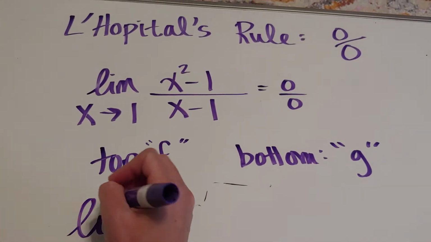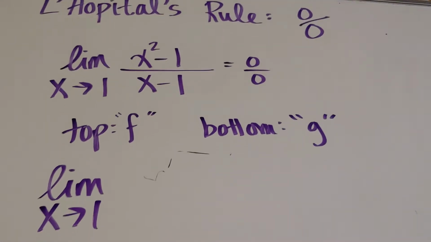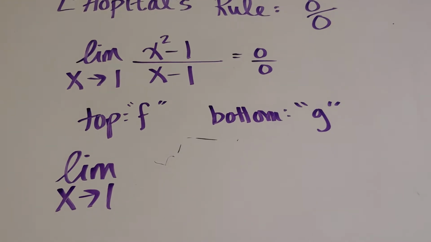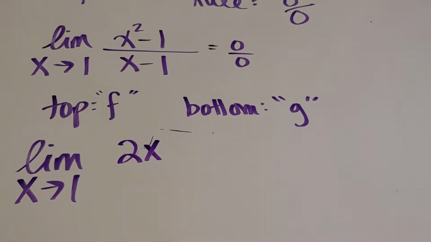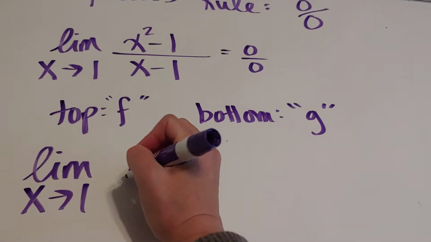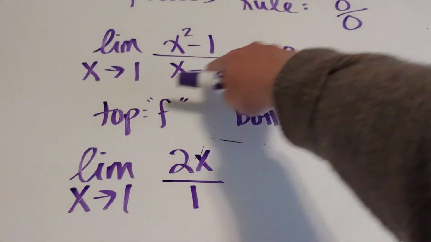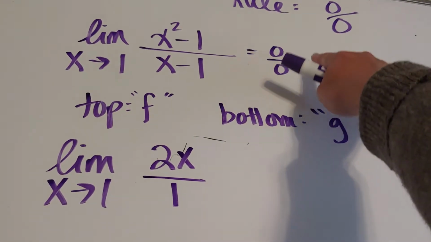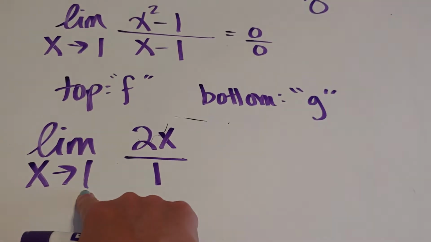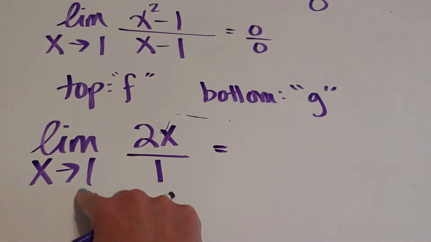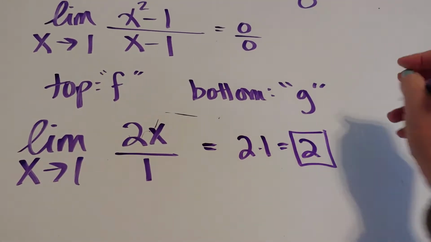What L'Hopital says is, take the derivative of just the top. The derivative of just the top is 2x. Take the derivative of just the bottom. The derivative of the bottom is just 1. So what L'Hopital figured out is that wherever the original function was going to, assuming it had a limit, if you take the derivative of each piece separately and then plug in the limit, so now we plug in x is 1, we get the same answer I would have originally gotten.